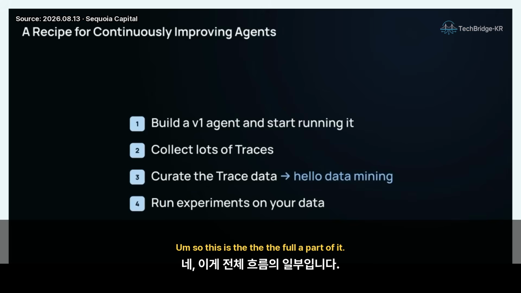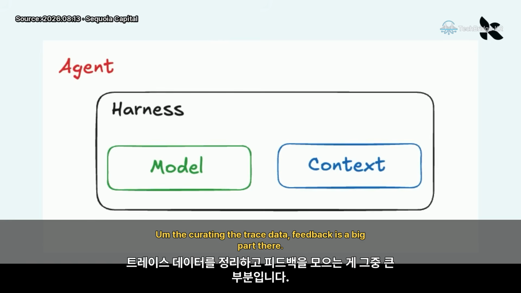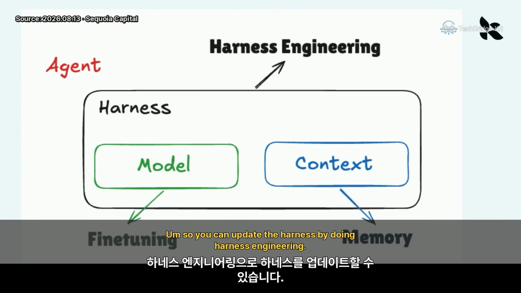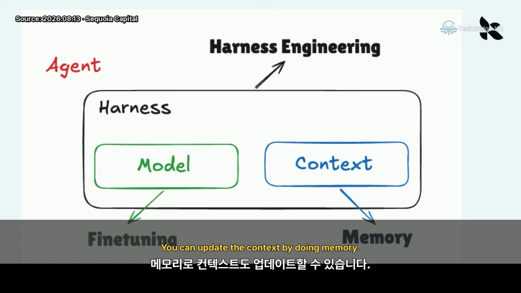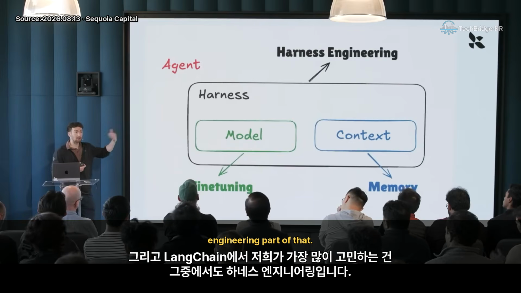So this is the full part of it. Curating the trace data, feedback is a big part there. And then the other thing is when you use that data to update what happens, you can update any part of the agent with this kind of system. So you can update the harness by doing harness engineering. You can update the model by doing fine tuning on that. You can update the context by doing memory. And the part that we think most about at LangChain is the harness engineering part of that.